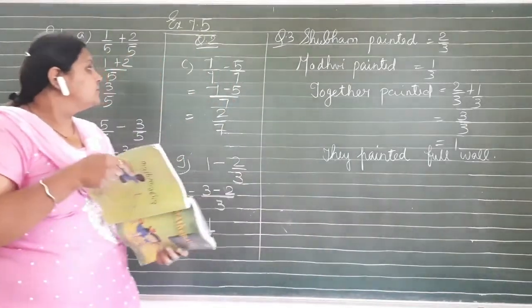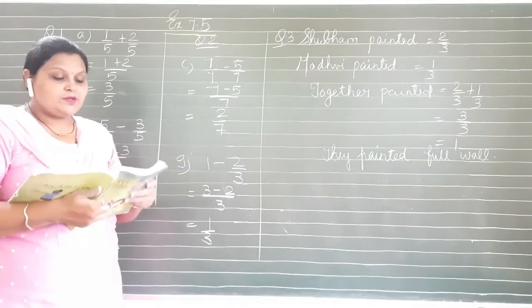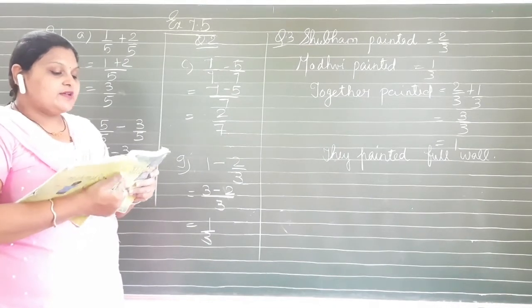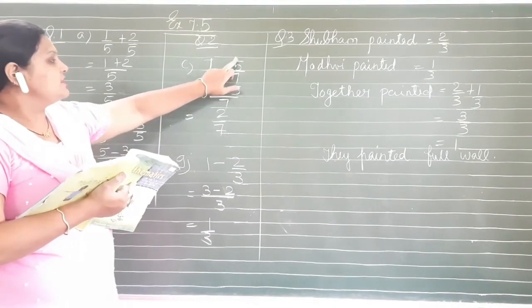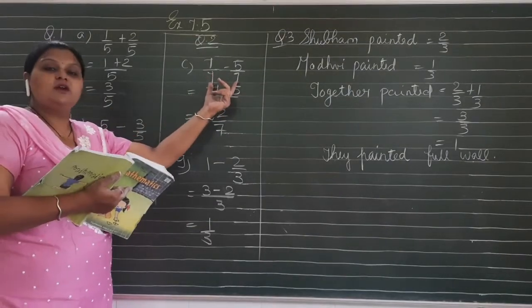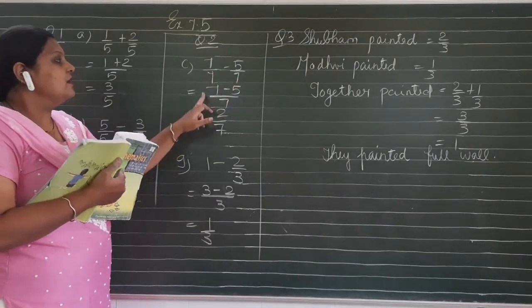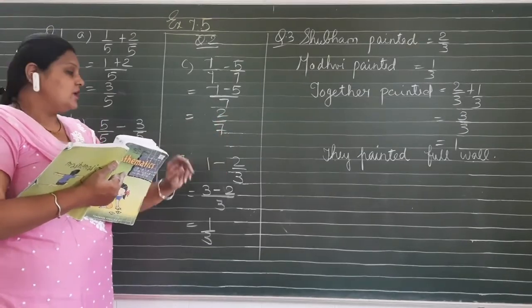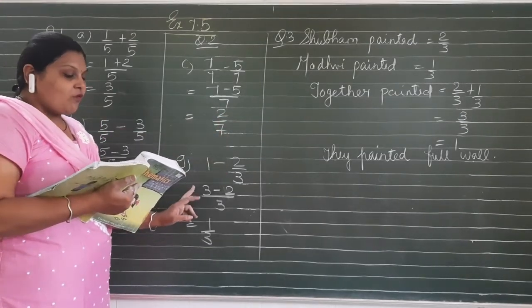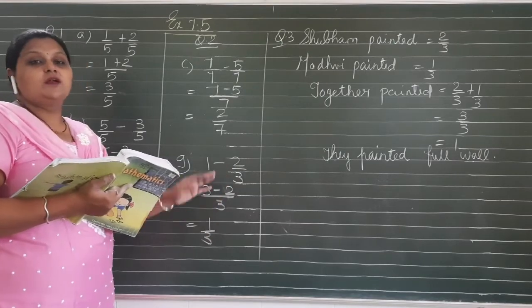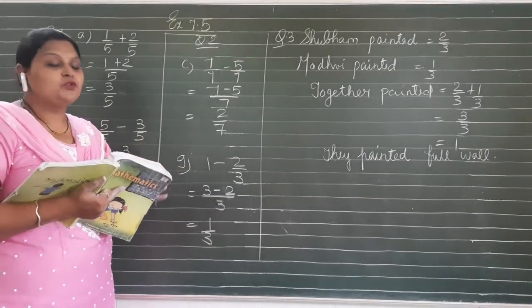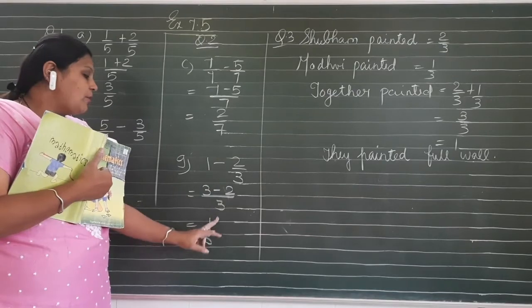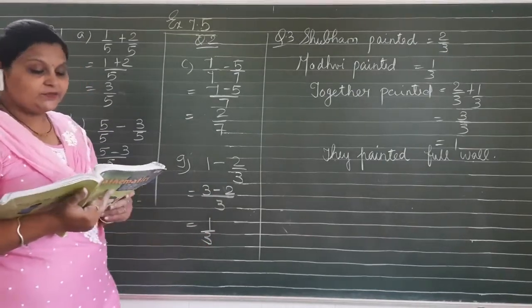Question number 2. Sum number C. Solve 7/7 minus 5/7. Your denominators are same, so we can do direct subtraction. 7 minus 5 over 7, 2/7. G. 1 minus 2/3. Now 1 means here 3/3. So 3 minus 2 over 3, 1/3.